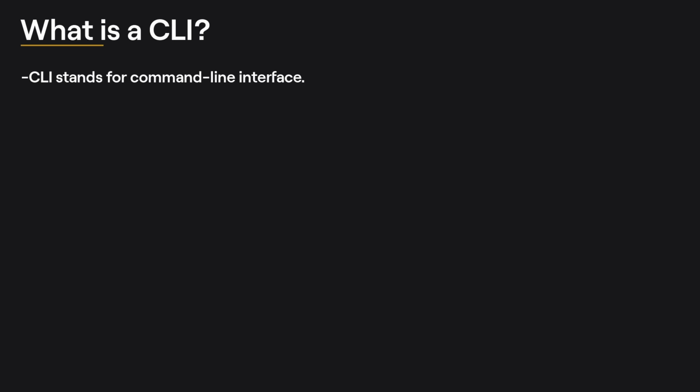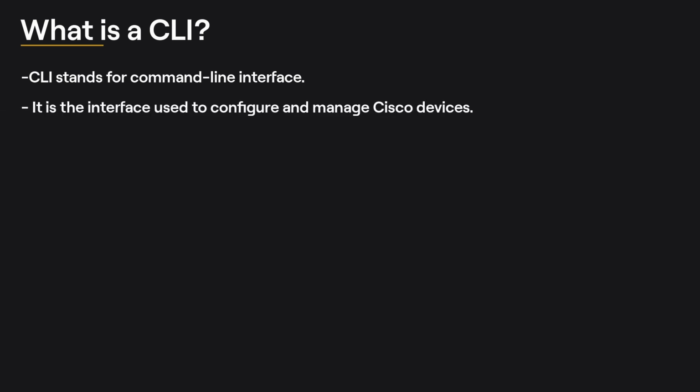Today we're going to dive into the exciting world of command line interfaces, or CLIs, specifically focusing on Cisco devices like routers, switches, and firewalls. Now, what exactly is a CLI? Well, CLI stands for Command Line Interface, and it's the interface we use to configure and manage these Cisco devices.